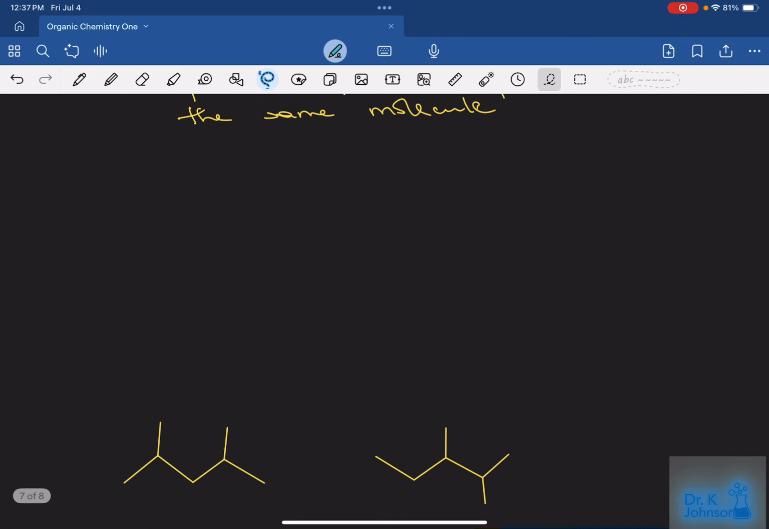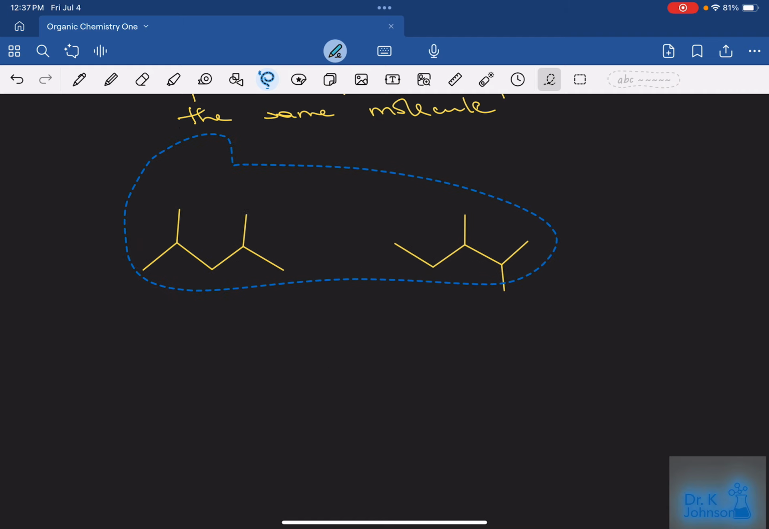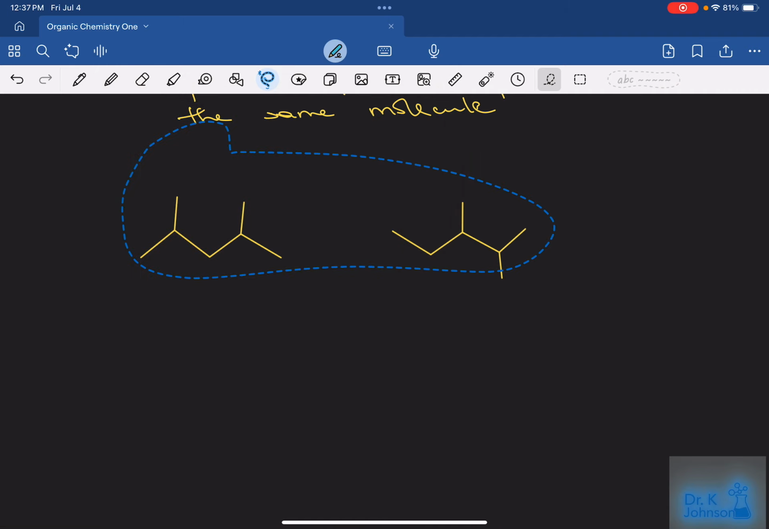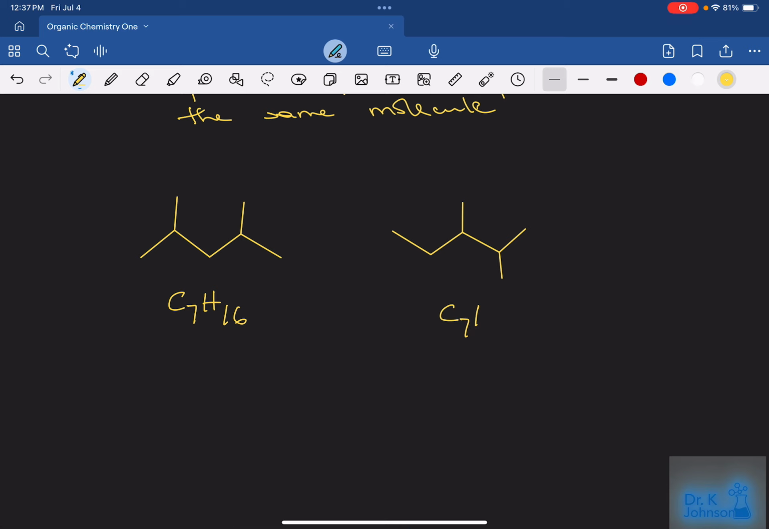Let's look at one last example, and after this, you should be a pro. So let's look at this example. We're going to do the same approach. First thing, let's determine our molecular formula. We have 1, 2, 3, 4, 5, 6, 7. This molecule is C7H16. Over here, let's determine 1, 2, 3, 4, 5, 6, 7. Also C7H16.